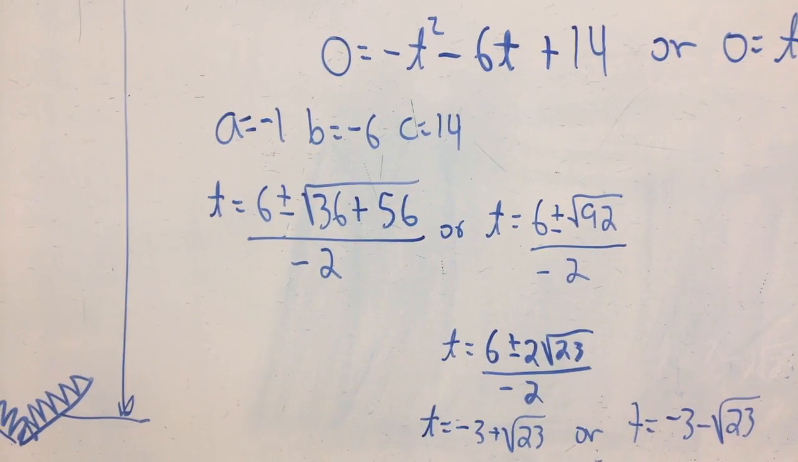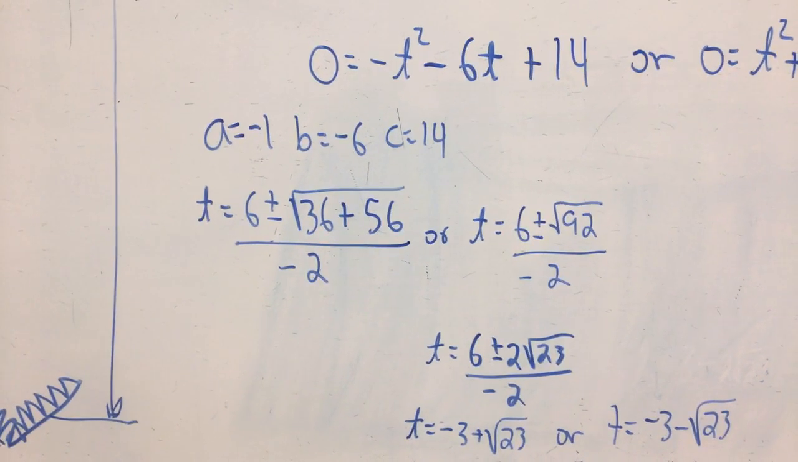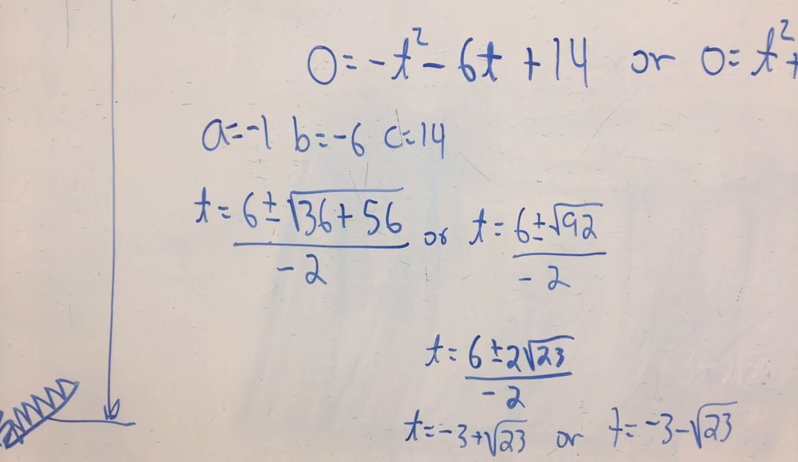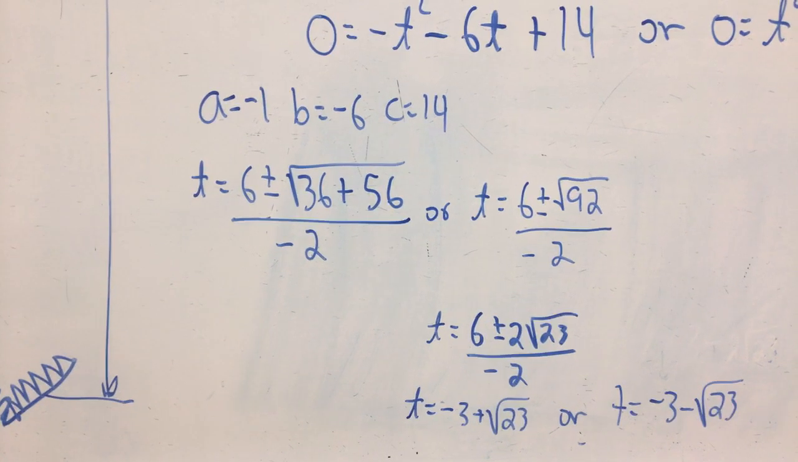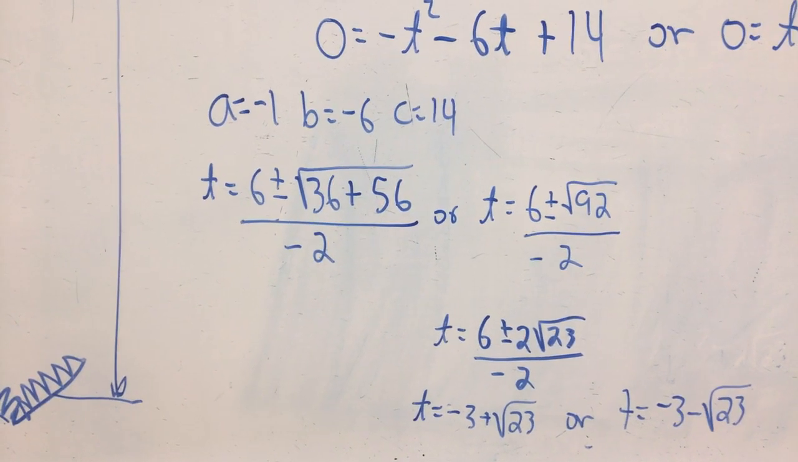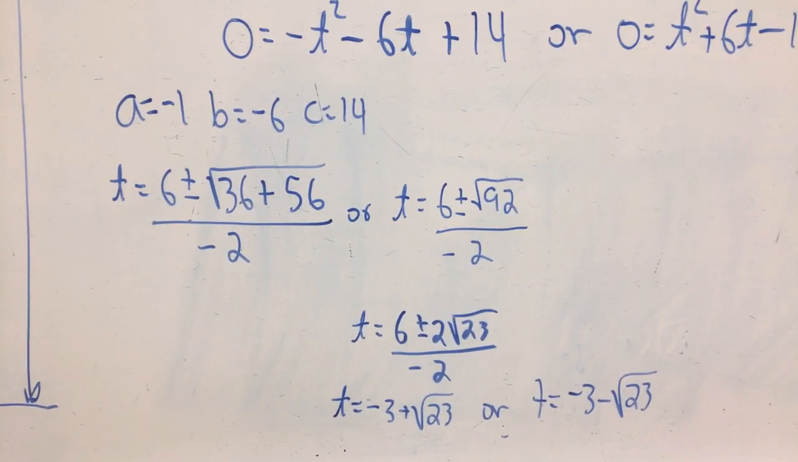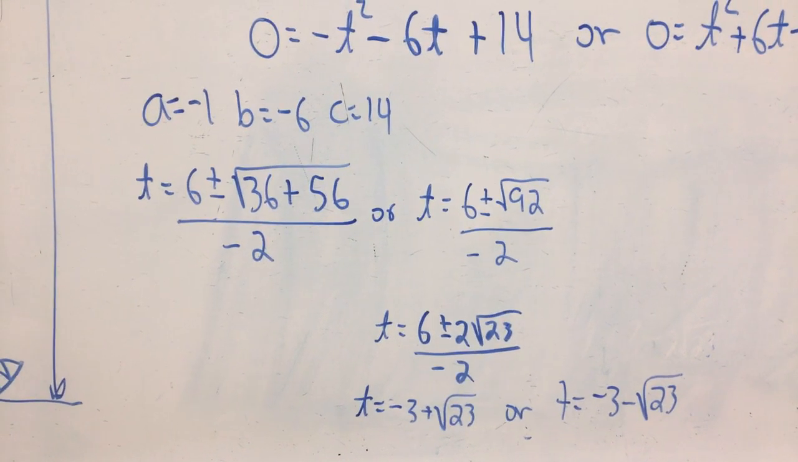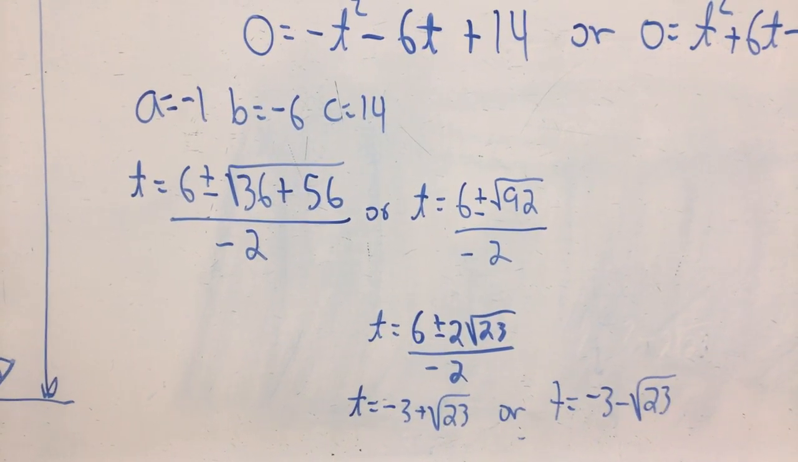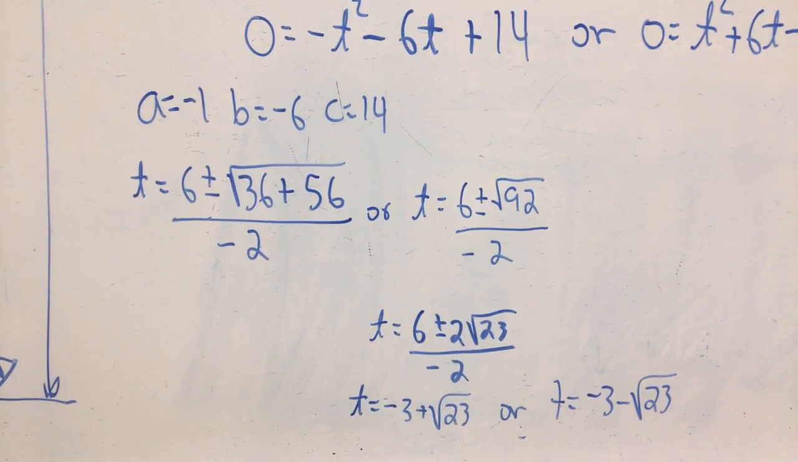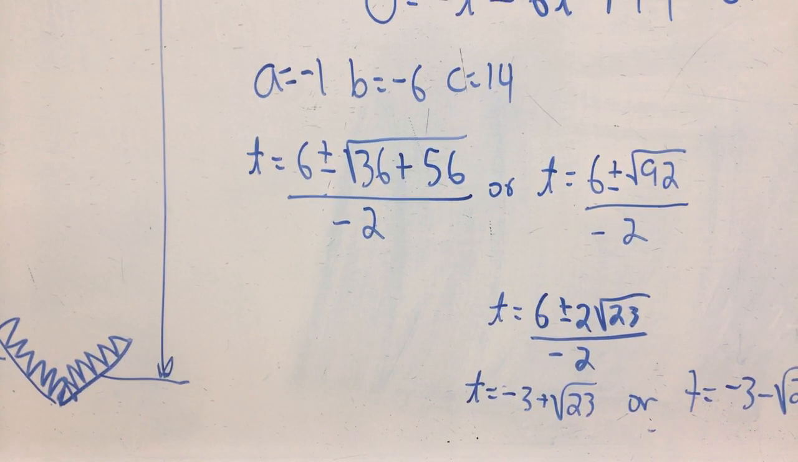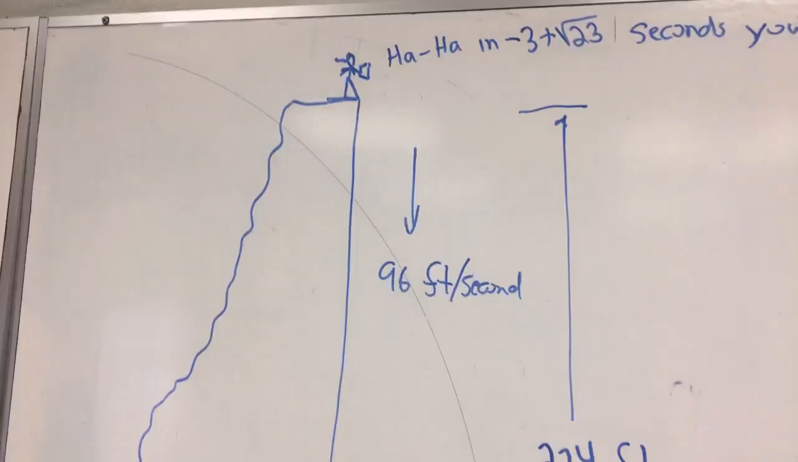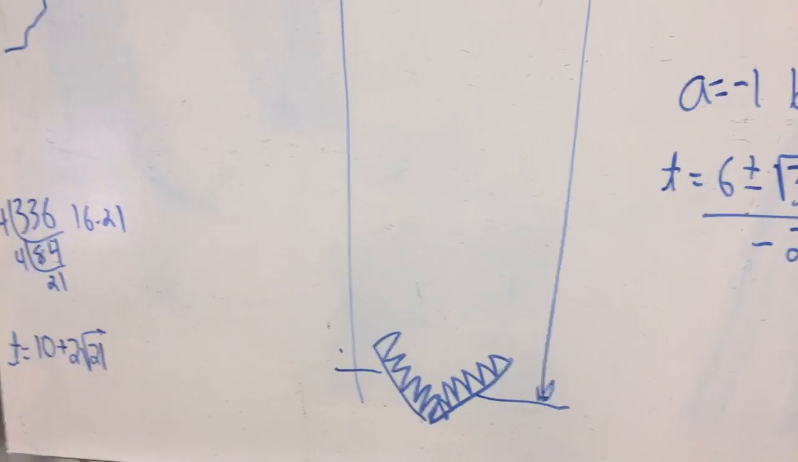So now this is where it gets interesting. You have 6 plus or minus 2 square roots of 23. Okay? But when you divide it by negative 2, like you're supposed to, you get negative 3 plus the square root of 23 or negative 3 minus the square root of 23. Now that's t. Remember, that's time. Now you know that negative 3 minus the square root of 23, that ain't going to work, is it? So negative 3 plus the square root of 23 is how long it will take Jill's book to meet the jaws of the ravenous paper shredder.